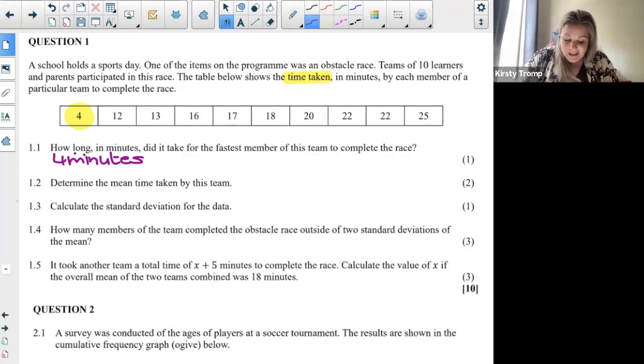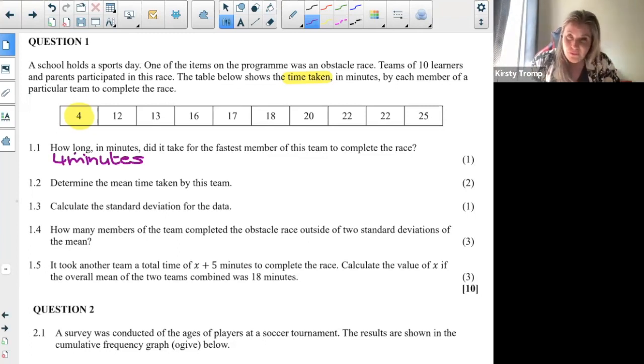Determine the mean time taken by this team. Now, guys, this is where you can really start using your calculator. You could do your shift stats, so shift 1, put in the stats, input your data, so you input your variables 4, 12, 13, and you could get the mean that way. Or you could do what you've been doing since grade 7 and calculate the mean. How do you calculate the mean?